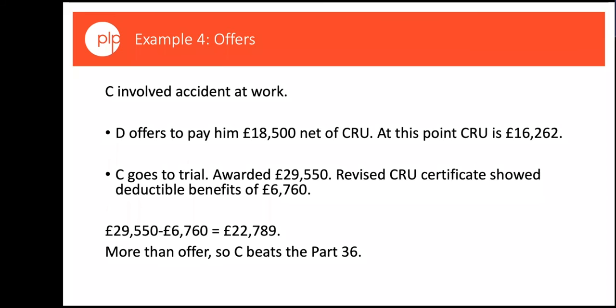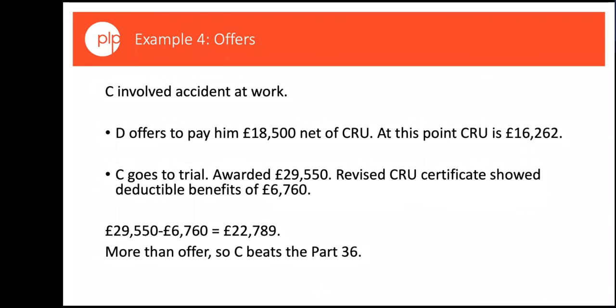But the important thing you need to know is that at trial, the revised CRU certificate had in fact gone down. It might be unusual, it might not happen all the time, but it can happen, and just be alert to that. Because the problem that meant was that the defendant's offer had been beaten by the claimant, because £29,550 less the £6,760 of deductible benefits at the date of trial is £22,789. It's more than £18,500. And so the claimant has beaten the Part 36 offer.